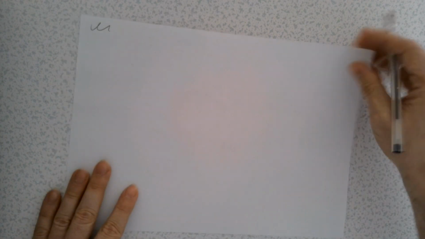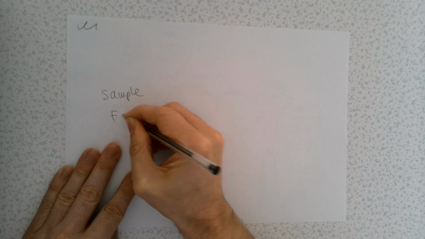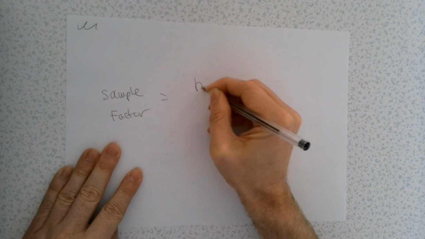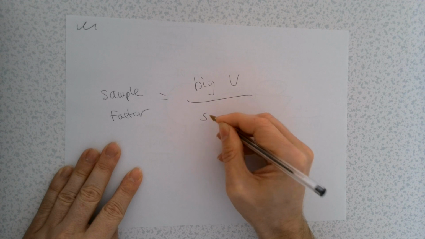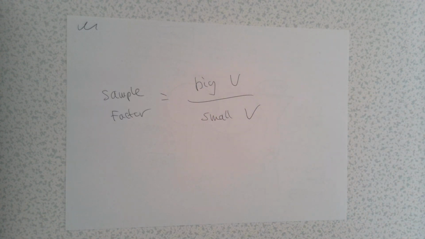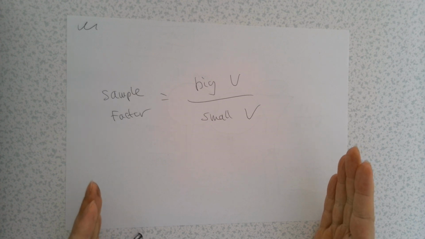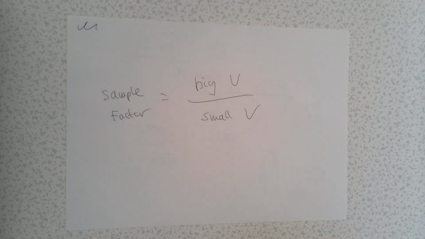So the bit to remember, here's what I would like you to get on a flashcard. Sample factor equals big volume over small volume. That will give you an answer. Whether you multiply your moles by the answer or divide by that answer depends on which way round you're going. If you're going from the small volume to the big volume, you multiply. If you're going from the big volume to the small volume, you divide, because you'll always have less moles in the smaller volume.